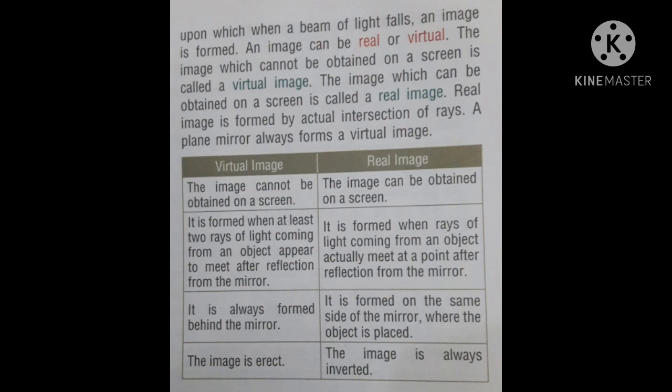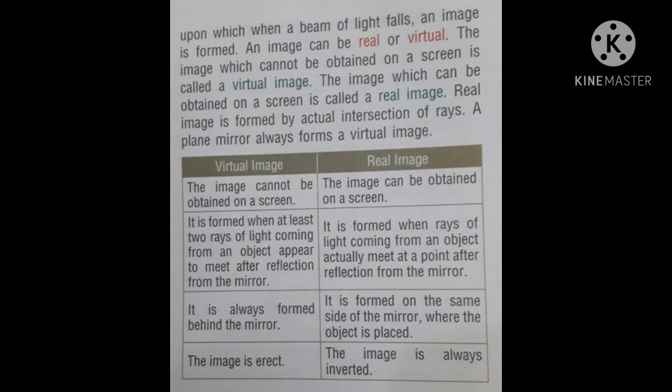Virtual image, real image: difference. A virtual image cannot be obtained on a screen, and a real image can be obtained on a screen. A virtual image is formed when at least two rays of light coming from an object appear to meet after reflection from the mirror. It means they appear to meet, but actually they don't meet.